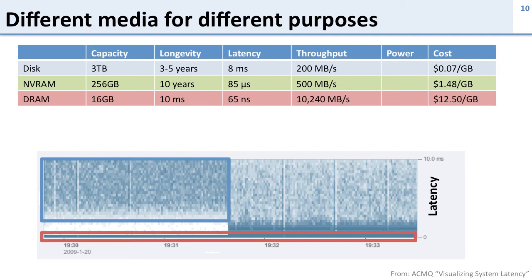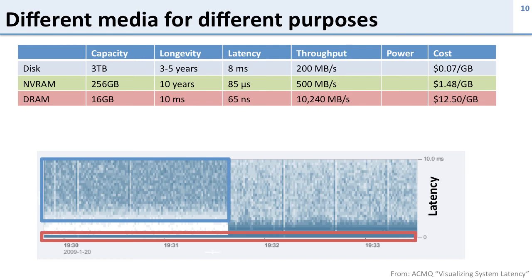What you also see here is a small amount of accesses that have very, very low latency. And these are the accesses that are hitting in the DRAM cache. So the server running this has a lot of memory, and it's using that memory to store recently used data so it doesn't have to access the disk. And as you can see, this is reducing the latency on average.